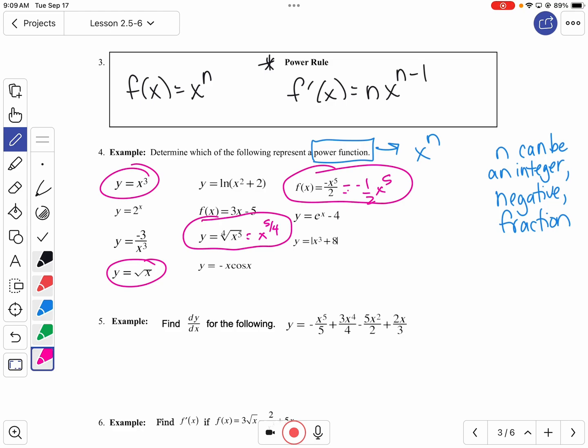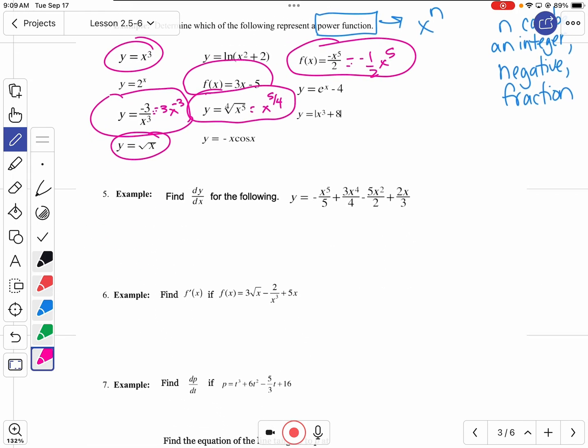Three x minus 5. That's a linear function. That's going to work. Yeah, negative 3 over x third, because I could write that as negative 3x to the negative 3. So if I can rewrite it as an integer power, even if it's negative, that's a power function. So recognizing when you can use a power function is important. We got to know when we can use the rule, because it doesn't apply to everything. Unfortunately, that's when derivatives get tough. But this is the first step.